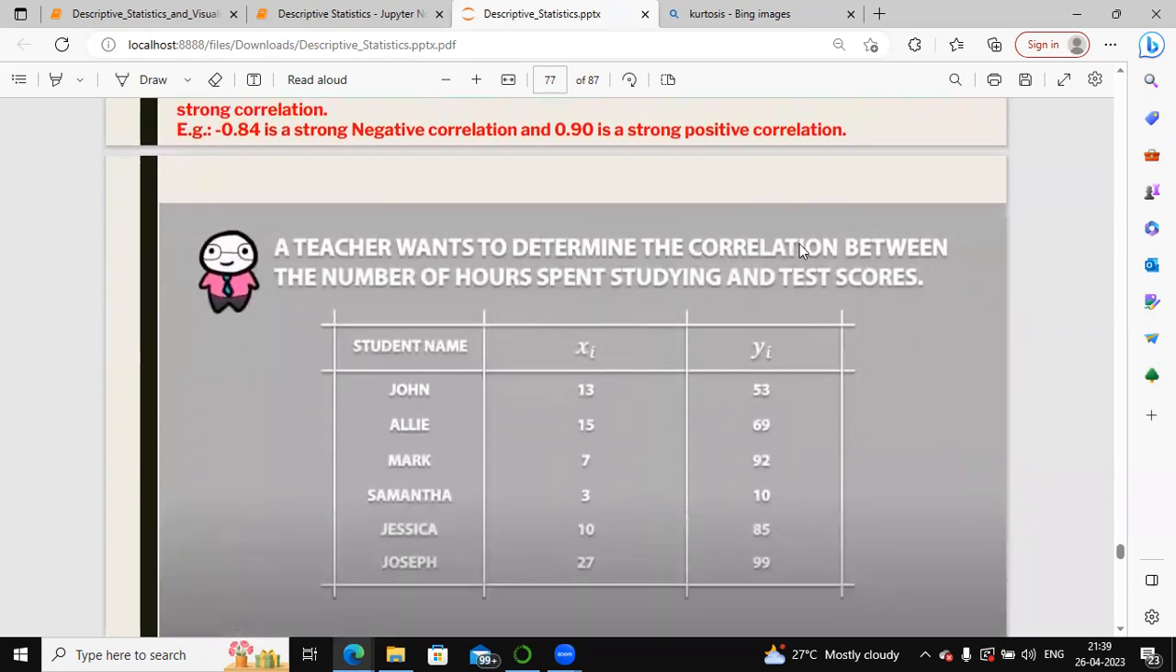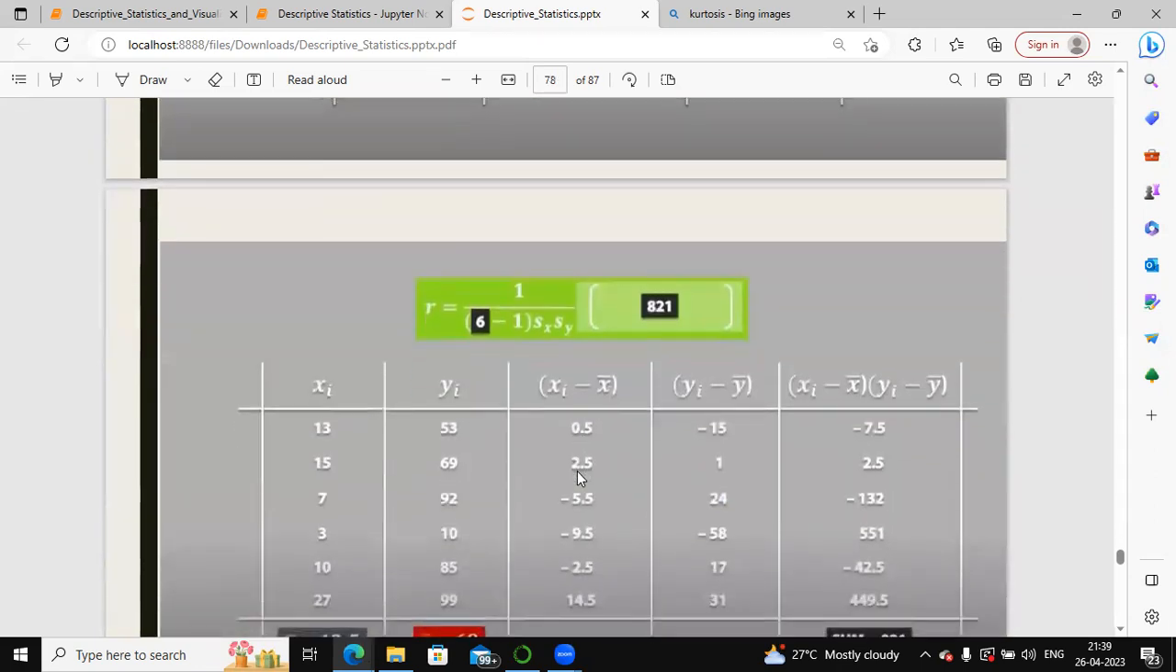So a teacher wants to determine the correlation between the number of hours spent studying and test scores. So these are the student names, and we have to find the correlation between the number of hours spent studying and test score. This is the test score, and this is the hours studied by students. So we have to find the correlation between them.